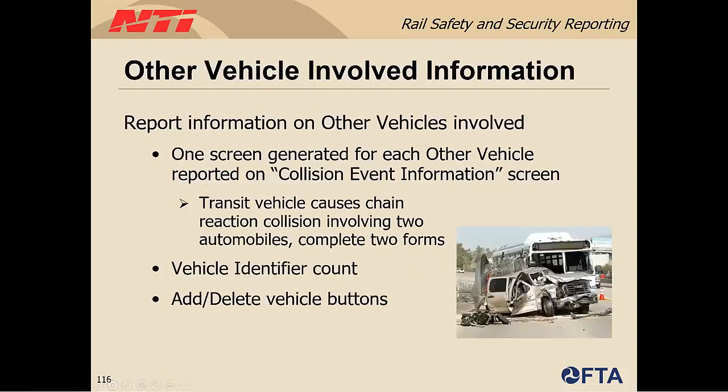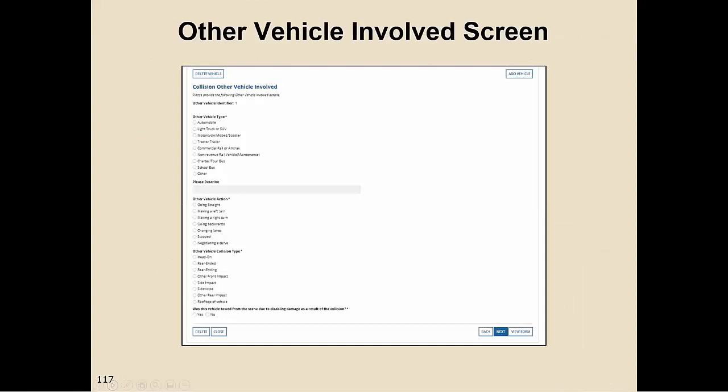All right. Then if another vehicle is involved in your collision, the other vehicle form will appear, and one form will appear for each number of other vehicles that you indicated back when it asked you that question. Again, this form has an identifier count on it, which is very handy to identify vehicle 1, vehicle 2. And like your transit forms, it has selections for adding and deleting vehicles, additional vehicles, so you can delete them if you added too many or add some in if you did not include enough.